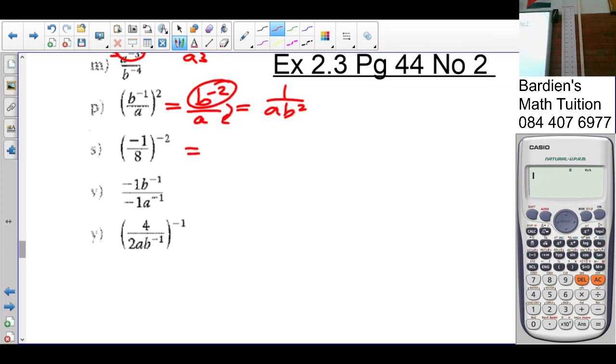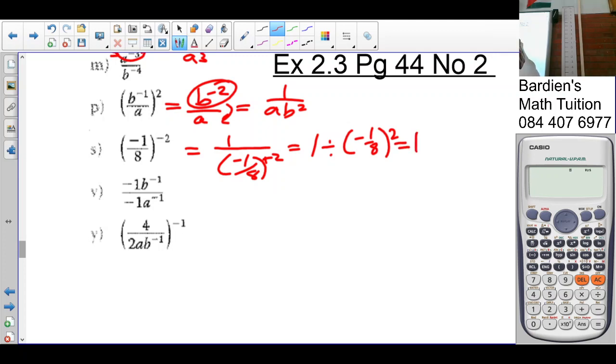Looking at the next one. So that is 1 over negative 1 over 8 to the 2. That's 1 divided by negative 1 over 8 squared, which is 1 divided by, now negative squared is positive, 1 squared is 1, 8 squared is 64. Which now becomes 1 times 64 over 1, which is 64.